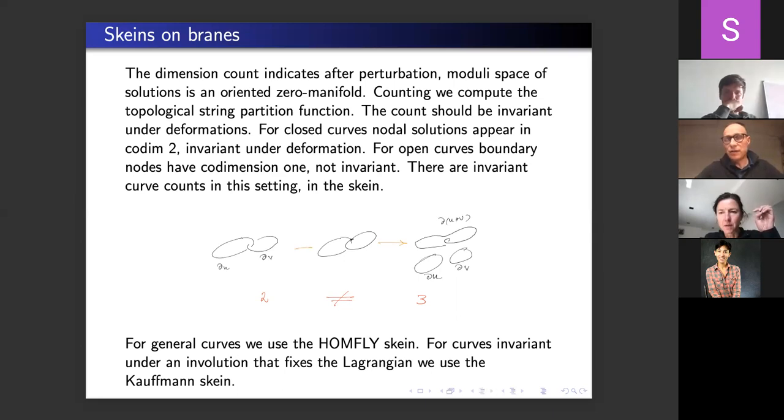But this is general for any three-dimensional Lagrangian in any Calabi-Yau. So of course for T star S3, every curve would initially be constant, so it's very hard to say anything. But as soon as you have some non-constant curves somewhere, this sort of naive counting is not really going to work.